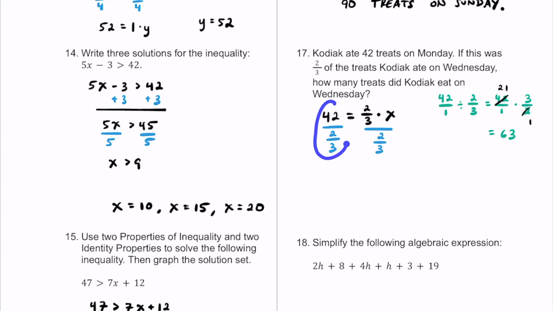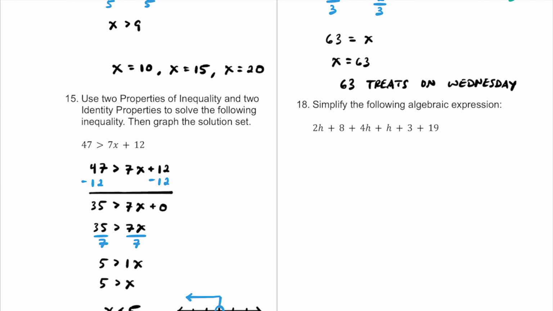So this 42 divided by 2/3, that's equal to 63. And on the right side, we have this 2/3 divided by 2/3, which is 1, which is 1x, or just x. So then x equals 63. Therefore, we can say that Kodiak had 63 of these treats on Wednesday.